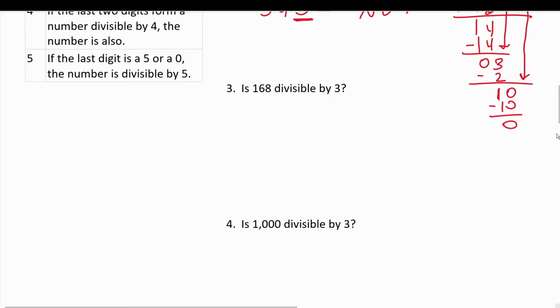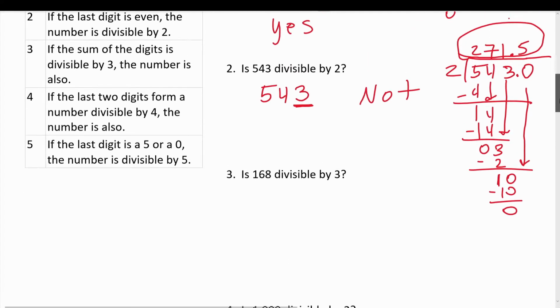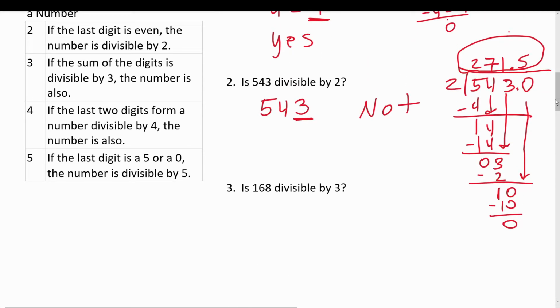Let me scroll down a little bit here so we can see the rest of these examples. Is 168 divisible by 3? Well, according to this, if the sum of the digits in 168 are divisible by 3, then 168 itself is divisible by 3. So let's sum those digits. We have 1 plus 6 plus 8. This is the same as 1 plus 6, which is 7, plus 8, which is 15.